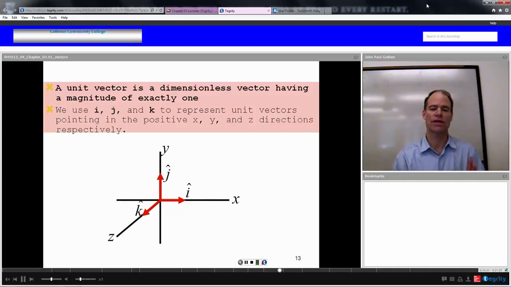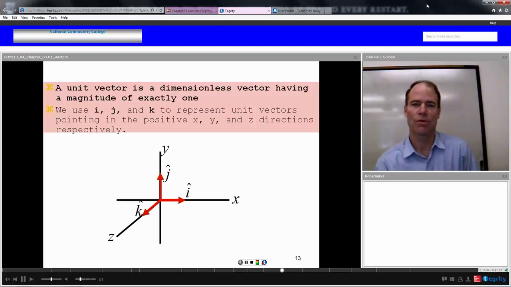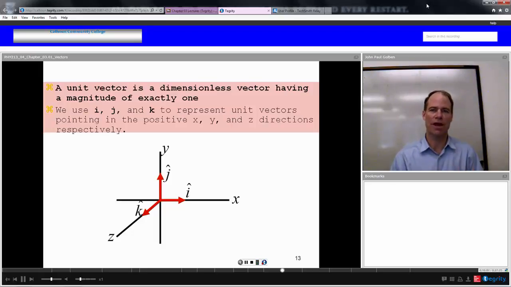All these are trying to do is indicate directions, either x, y, or z: i, j, and k. We will give them magnitude by multiplying them by a scalar number.